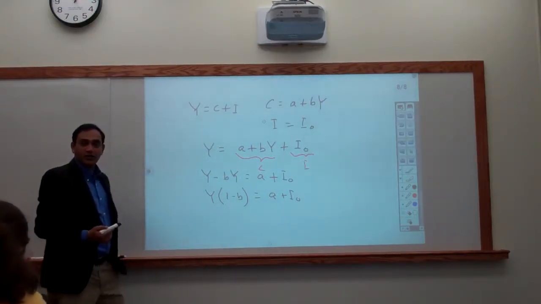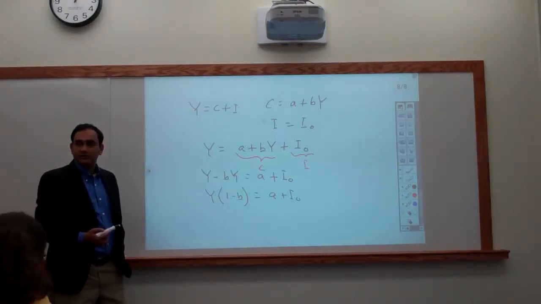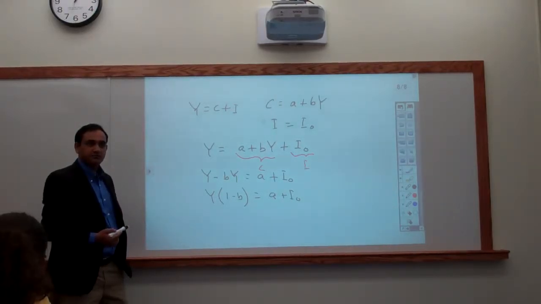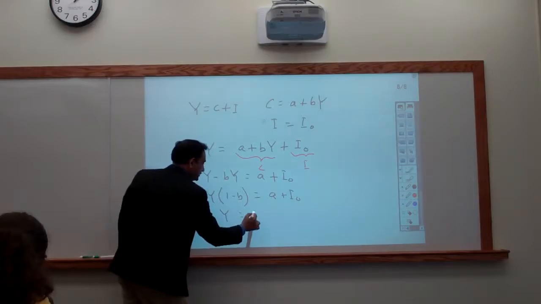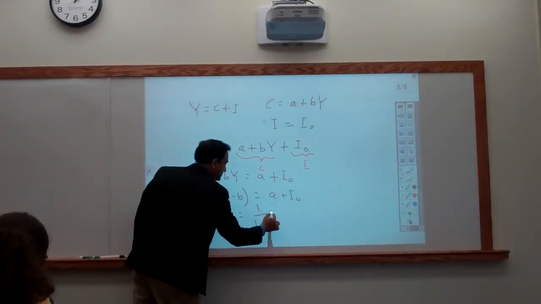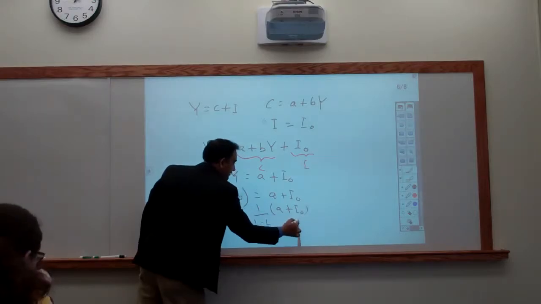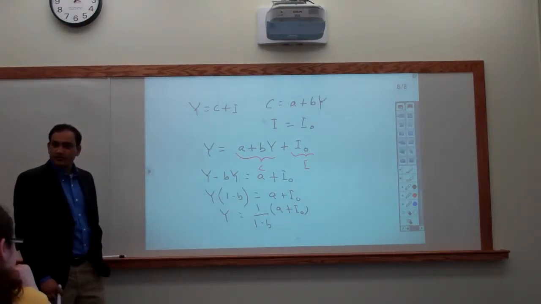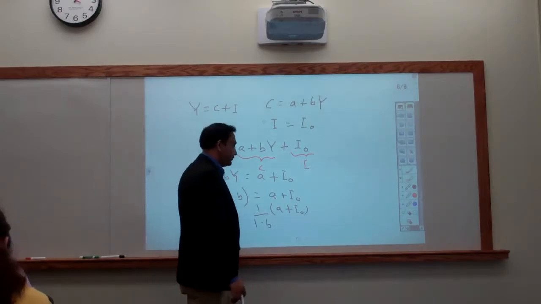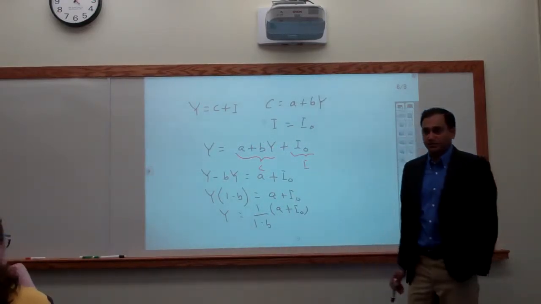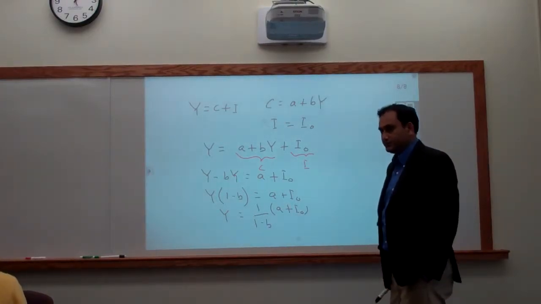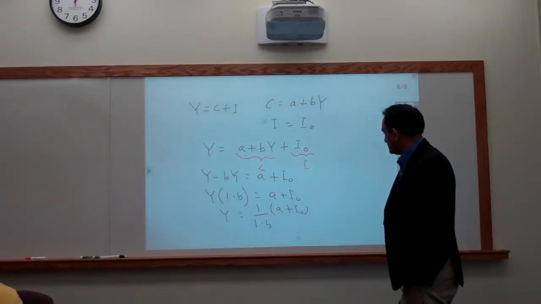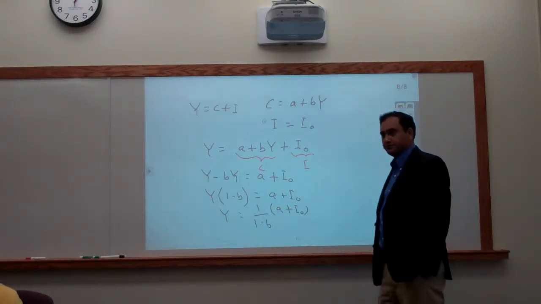What do I do next to solve for y? I want to solve for y, so what's the next step? Divide by 1 minus b. Divide by 1 minus b, both sides. That's correct. So you get 1 over 1 minus b times a plus I0. Right? That's your expression. If you divide both sides by 1 minus b, you'll get that expression. Can you just put a plus I0 over 1 minus b? Yeah, it's the same thing. Yep.